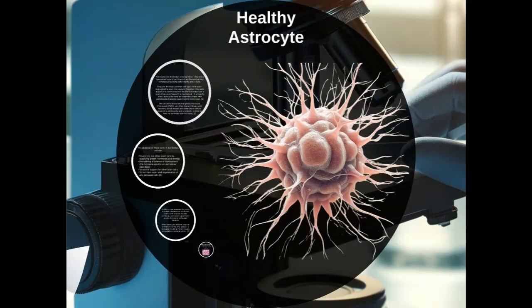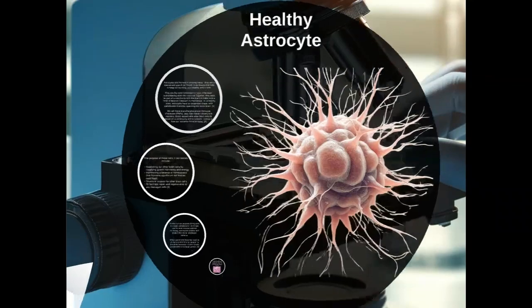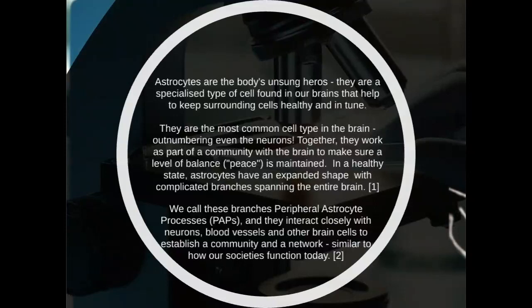So you also have a glossary, where you'll have access to seeing exactly the details of what an astrocyte is after this. I'll show you that at the very end. But just for some context for you guys, astrocytes are a very key component of our bodies, and they are a very specialized type of cell that we find in our brains. And they help to keep our surrounding cells very healthy and in tune.